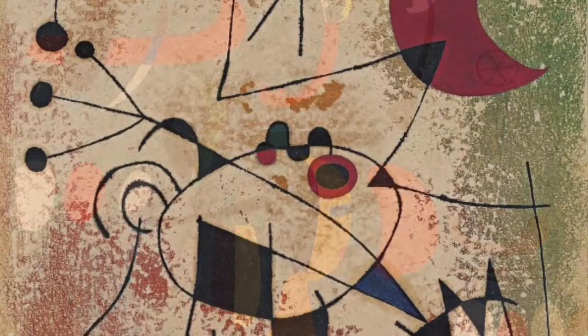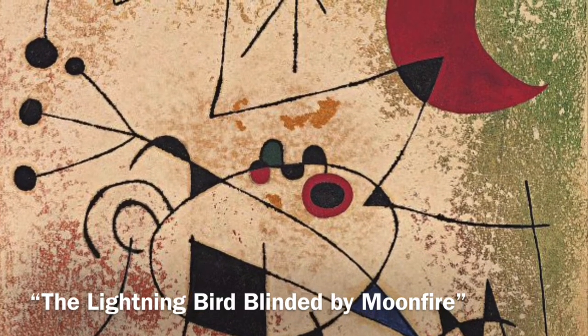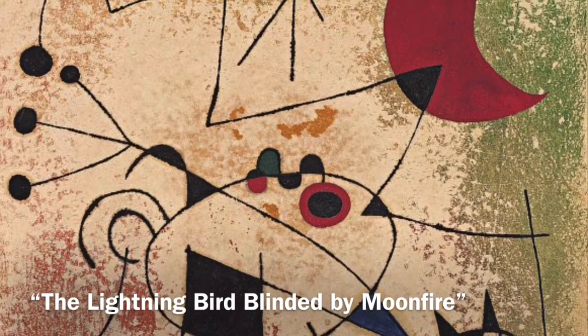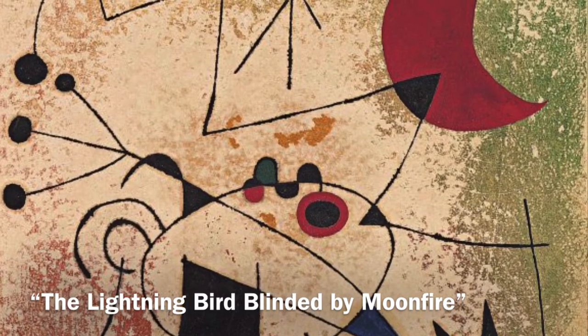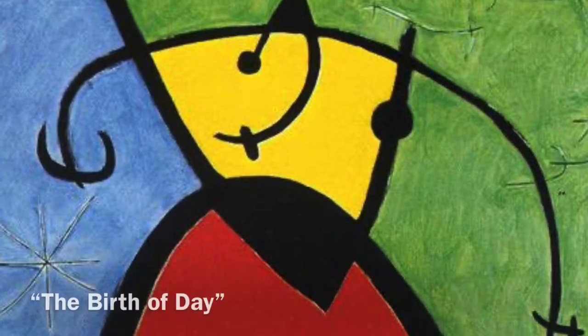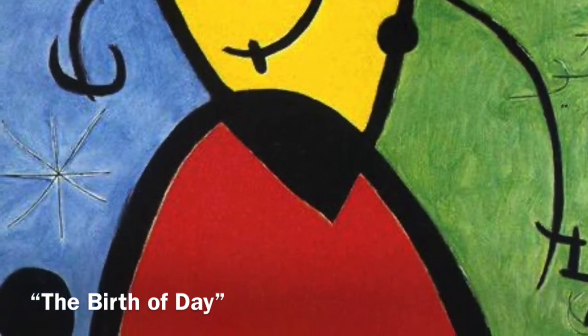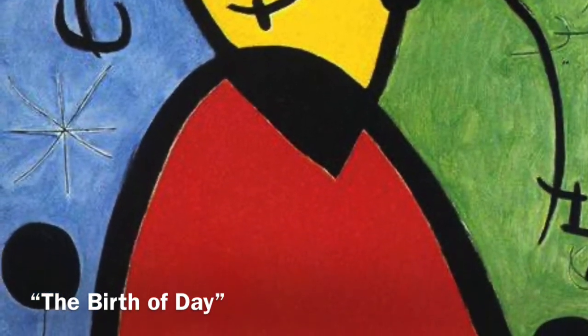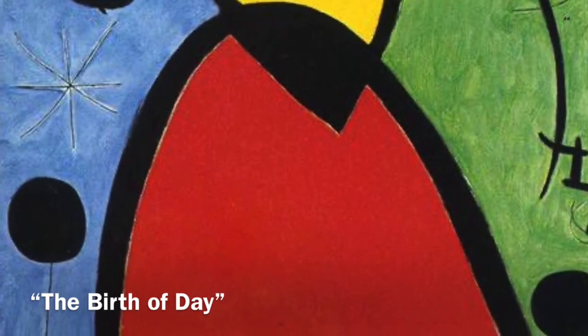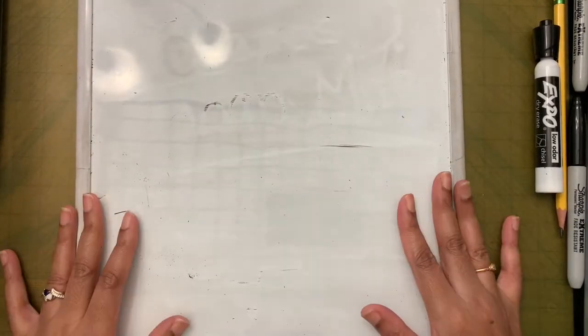So he liked this kind of painting, and so he started using shapes and making art to tell stories. So we are going to draw just like Joan Miró, and let's see how to do that. So let's first place the paper like this.